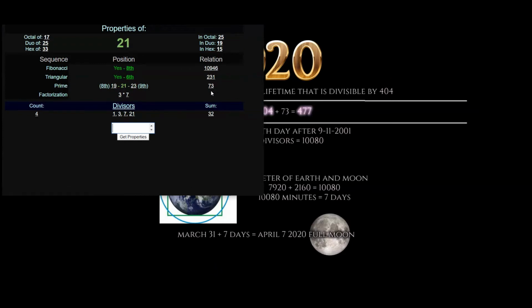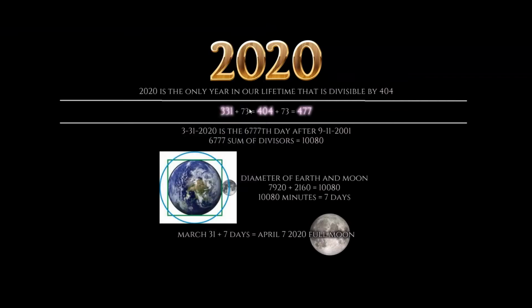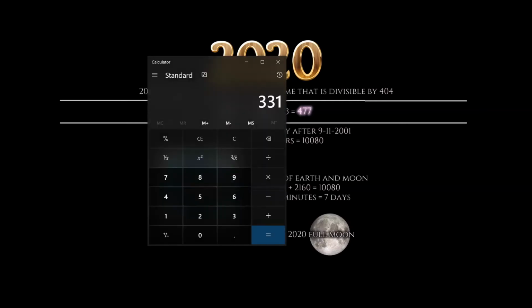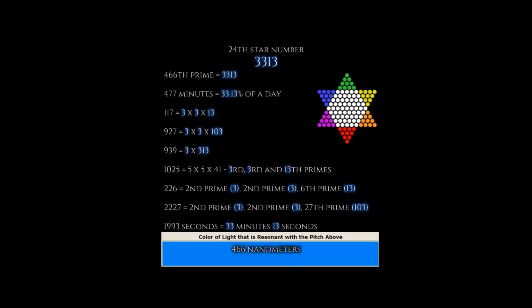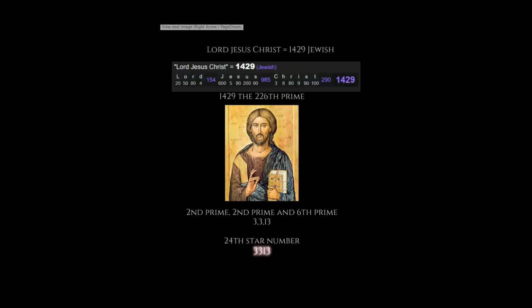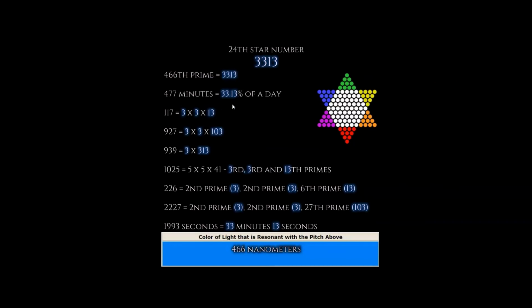The 21st prime number is 73. And if we take this 331 number, when we add 73, it's 404. And if we add 73 more, it's 477. And our 477 is our time reference to the 24th star number, 3313. 477 minutes is 33.13% of a day.